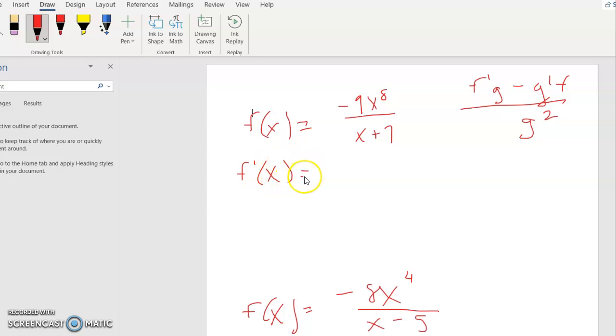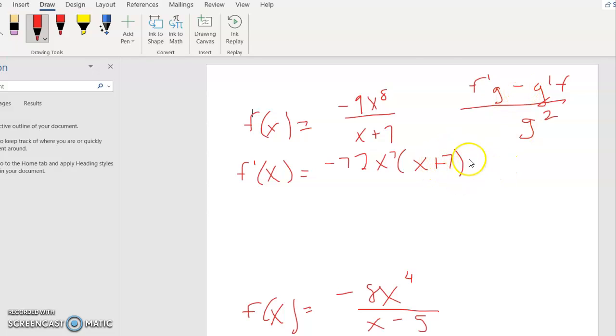According to the quotient rule, we're going to take the derivative of the top. So the derivative of negative 9x to the 8th will have 8 times negative 9, negative 72, and lower the exponent, that would be x to the 7th. And then our quotient rule calls for the bottom, g, to tag along. So we want x plus 7.